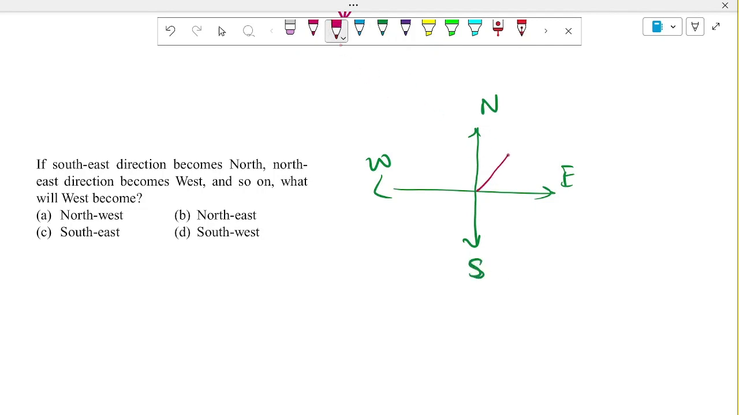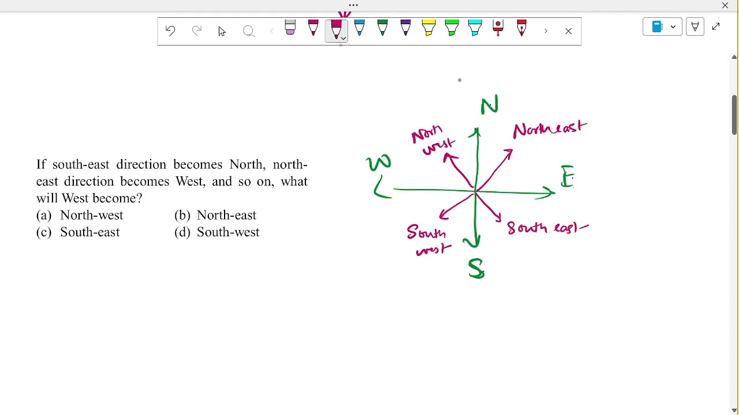And this direction is called as what? This is north and this is east. Northeast. So this direction is called what? This is south and this is east. Southeast. This direction is what? Southwest. This is northwest. Using these 8 directions, just check whether you can solve this question or not.